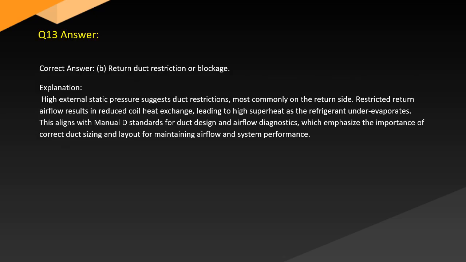Answer. Correct answer: B. Return duct restriction or blockage. Explanation. High external static pressure suggests duct restrictions, most commonly on the return side. Restricted return airflow results in reduced coil heat exchange, leading to high superheat as the refrigerant under-evaporates. This aligns with Manual D standards for duct design and airflow diagnostics, which emphasize the importance of correct duct sizing and layout for maintained airflow and system performance.